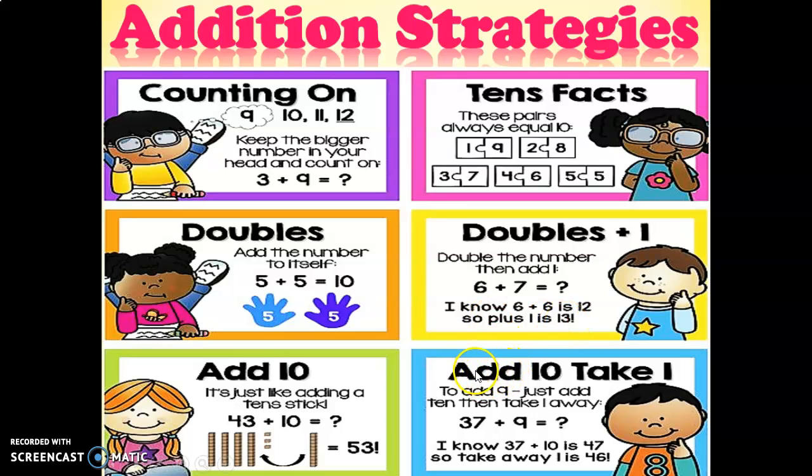And the last strategy is to add 10 and take 1. We can use this whenever you have to add 9 to a number. So to add 9, just add 10, then take 1 away. So if you have to find the answer for 37 plus 9, and you know that 37 plus 10 is 47, you simply have to take away 1 from 47. 47 take away 1 is 46. So the answer for 37 plus 9 equals 46.